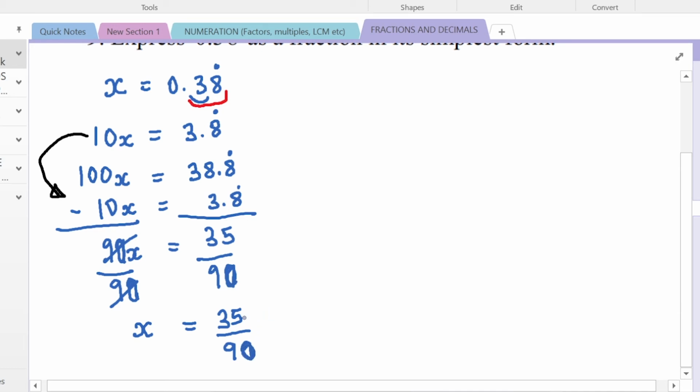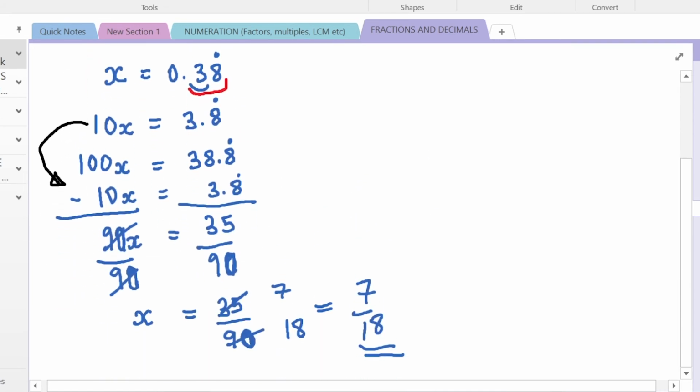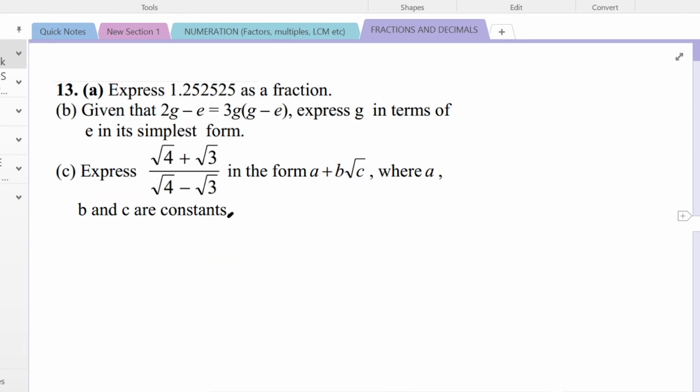Of course, 35 divided by 90, dividing that further by 5, you have 7, and 90 by 5 you have 18. So the answer here is 7/18. And if you punch that into your calculator, 7 divided by 18, it should give you back 0.388 recurring.